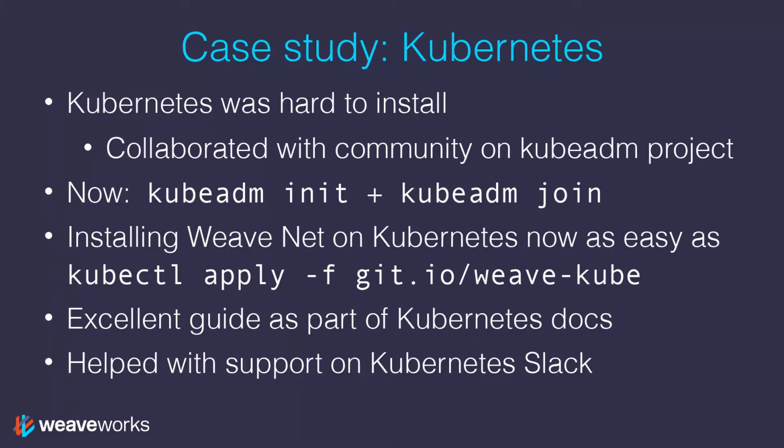While we drove that project in the open source community, we also worked with the net team in the engineering team at Weave to make sure that installing WeaveNet on Kubernetes was equally simple. So that became as simple as kubectl apply -f git.io/weavecube, which is a bit of a mouthful, but it fits on a slide, which is better than it was before. Of course, we also needed an excellent guide as part of the Kubernetes docs. After we launched this project and got lots of love from everyone, we also helped out on Kubernetes Slack and supported the users who were flooding in.